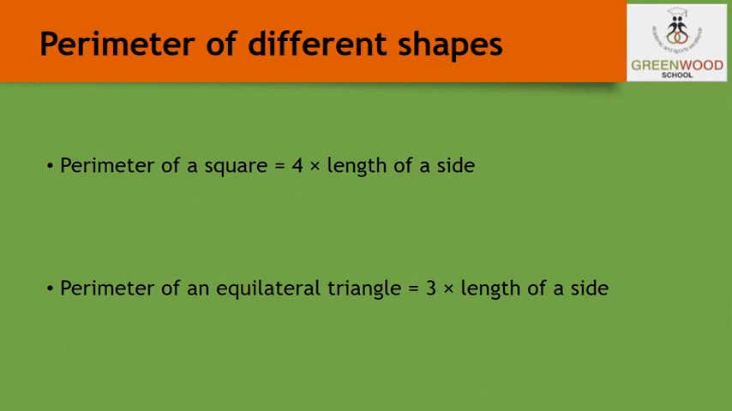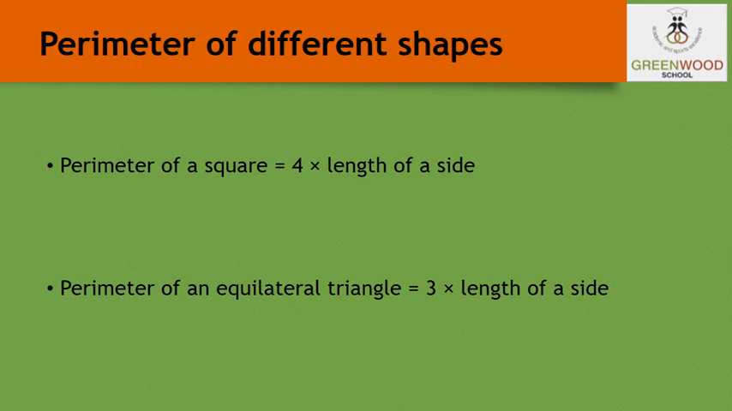Similarly, we have the formula of perimeter of different shapes. Perimeter of square is equal to 4 into length of side. As we know, in square all four sides are equal. So we can find out the perimeter of square by the formula 4 into length of a side.